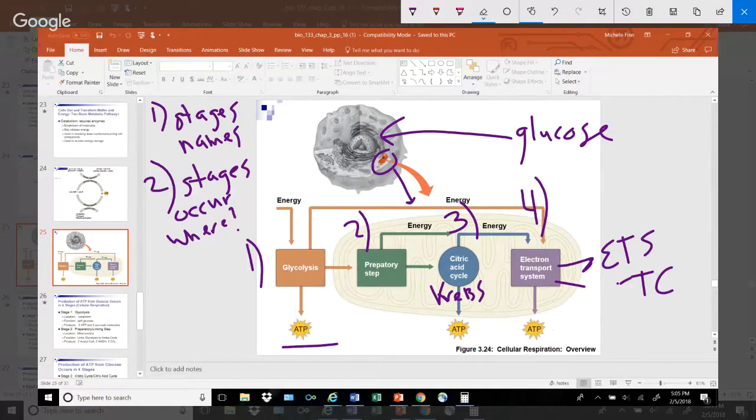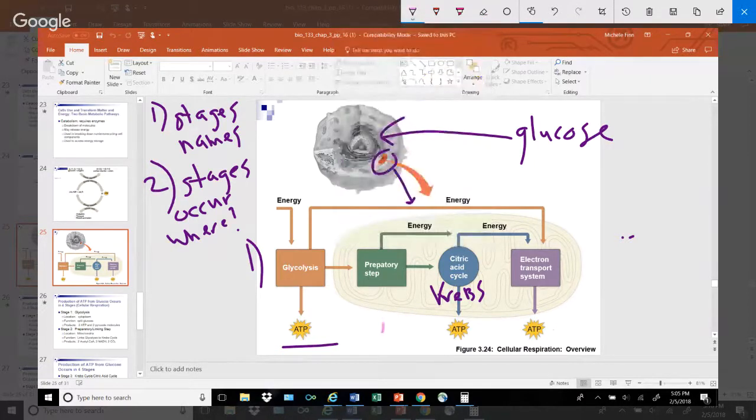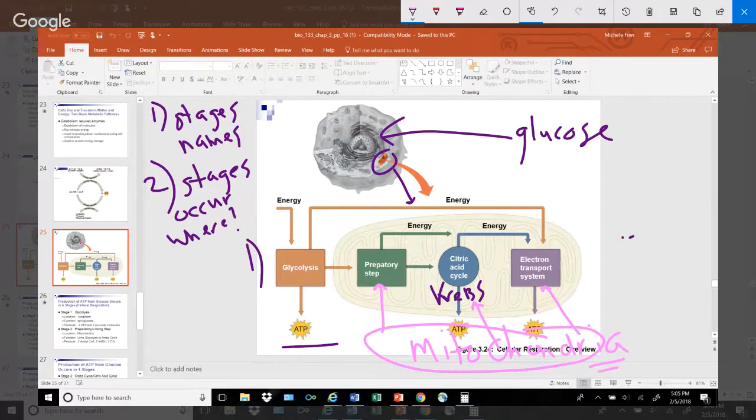Let me get rid of some of these things so you can see this. Let me use a different color. Bruise pink. The preparatory step, the citric acid Krebs cycle, and the electron transport chain, all of these stages occur within the mitochondria. That's why we call the mitochondria our powerhouse of the cell. That was the function we learned about with the mitochondria.